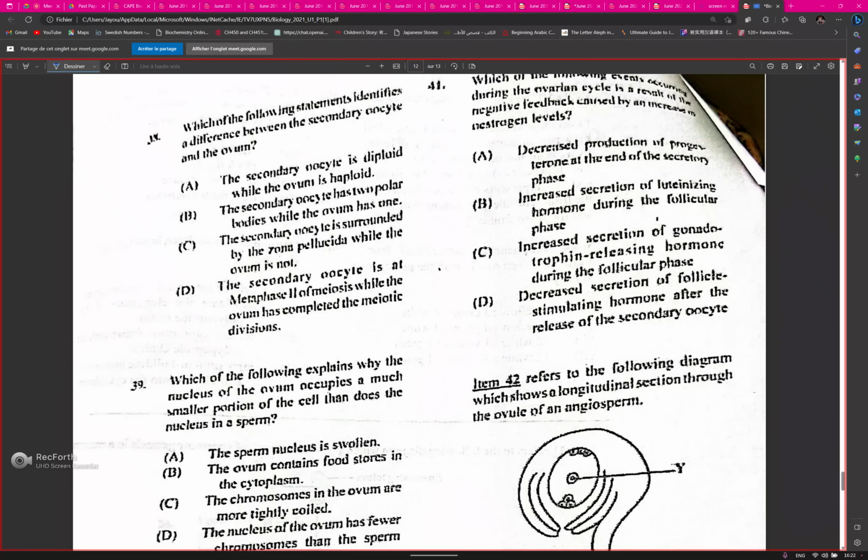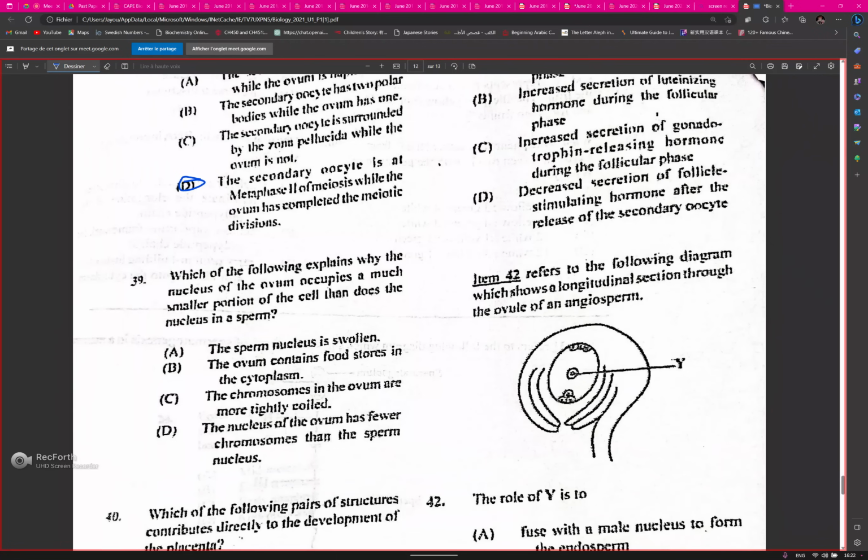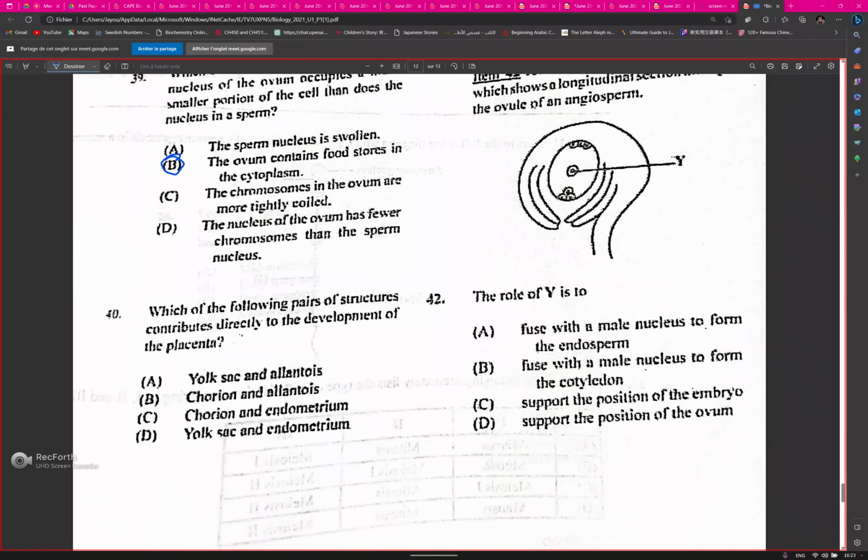35. Which of the following statements identifies a difference between the secondary oocyte and the ovum? What are the differences? D. The secondary oocyte, yes, sir, while the ovum has completed mitotic divisions. I could beg to argue, but we're going to speak about that. We're going to beg to differ after that. Which of the following explains why the nucleus of the ovum occupies a smaller portion of the egg than does the nucleus of the sperm? Yes, sir, B? Yes, it contains food stores in the cytoplasm.